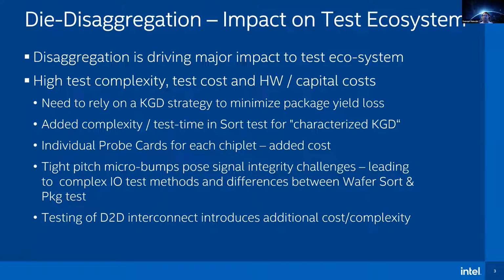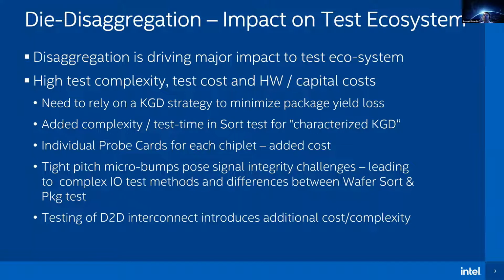It's creating a lot of high complexity, a lot of test cost, hardware and capital costs in the test space that we've never seen until now, and it's increasing exponentially. Some of the key points, and we'll get into them in the presentation, are that we have a known good die strategy that's now needed to minimize package yield loss as we integrate more and more chiplets on the package.